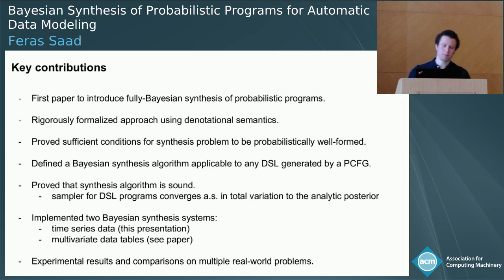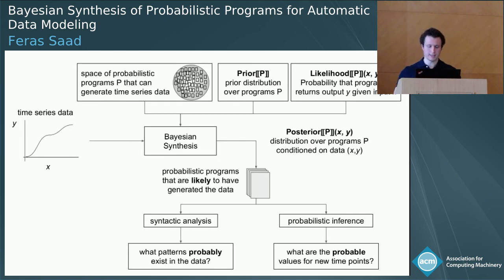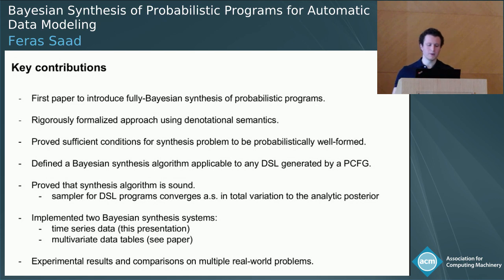Here's what we do in the paper. In our paper, we provide the first fully Bayesian synthesis of probabilistic programs. And we rigorously formalize the approach using denotational semantics. In addition, we provide the necessary and sufficient conditions that are needed for this synthesis problem, shown in the last slide, to be probabilistically well formed. And we define a synthesis algorithm that's applicable to any probabilistic programming language generated by a probabilistic context tree grammar. We've shown that our synthesis algorithm is sound.